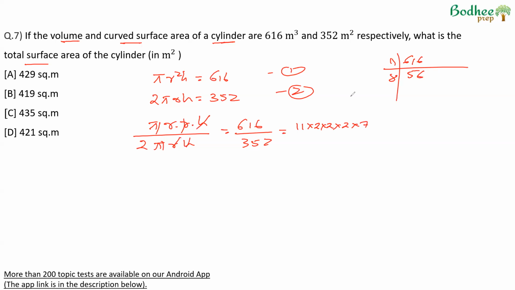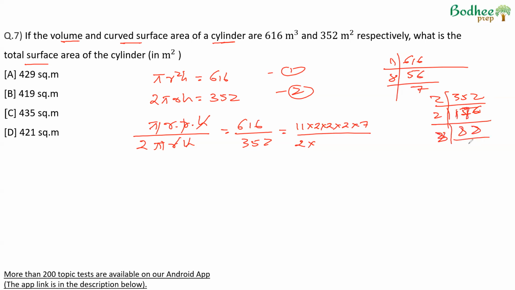If you look at 352, 352 divided by 2 becomes 176, not 156. Let me do it again. 352 divided by 2 will be 176. This divided by 2 will be 88.